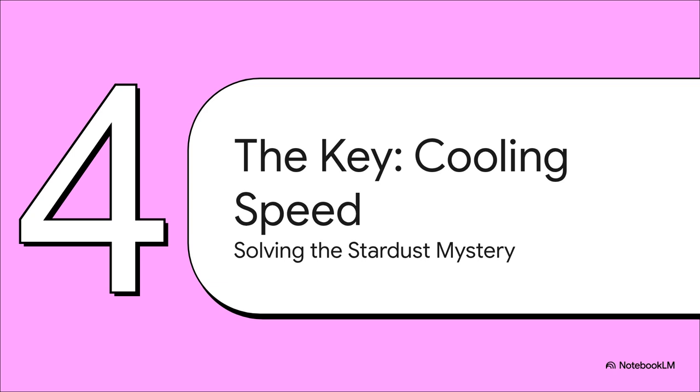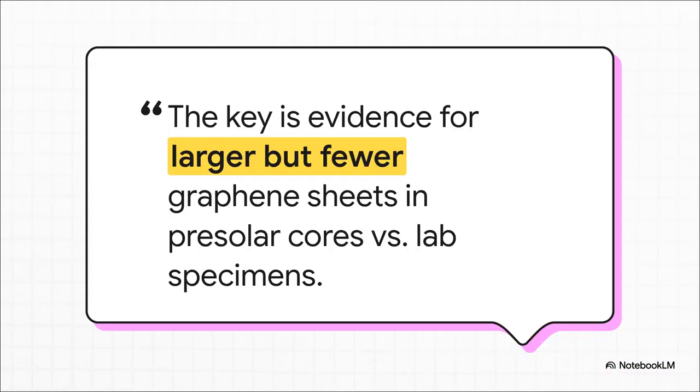It turns out the solution that ties it all together is beautifully simple. It all comes down to a single variable: time, or more specifically, the speed of cooling. This quote from the research paper just nails it. The whole game is to explain why slow-cooled stardust gets those big, orderly sheets, while our fast-cooled lab carbon is just a jumble of tiny ones.